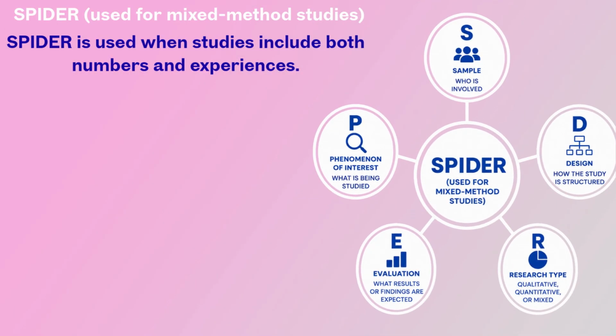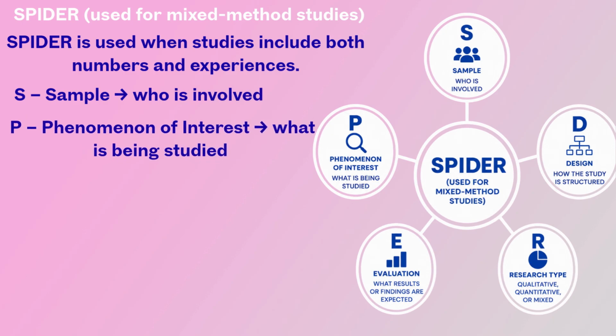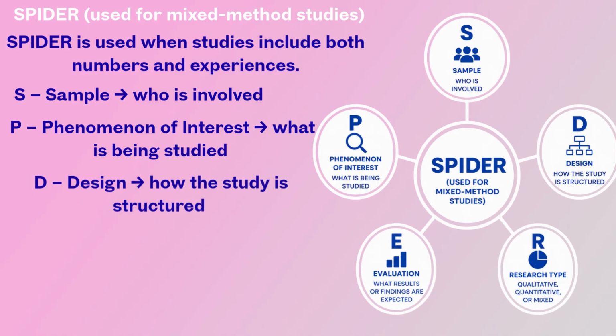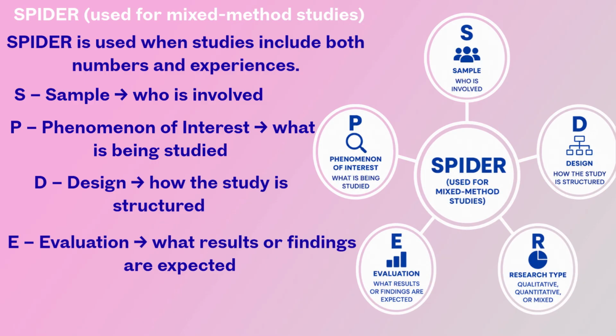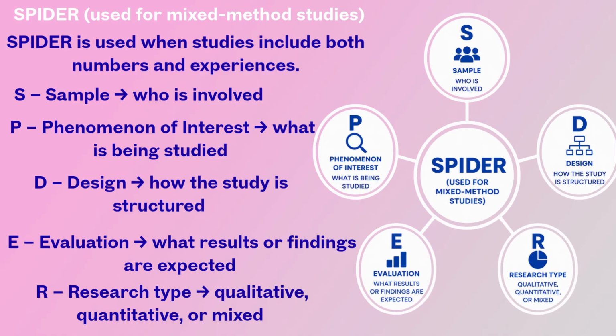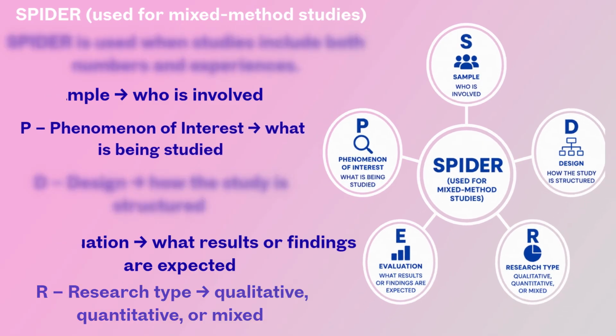SPIDER, used for mixed method studies. SPIDER is used when studies include both numbers and experiences. It stands for S, sample: who is involved. P, phenomenon of interest: what is being studied. D, design: how the study is structured. E, evaluation: what results or findings are expected. R, research type: qualitative, quantitative, or mixed.